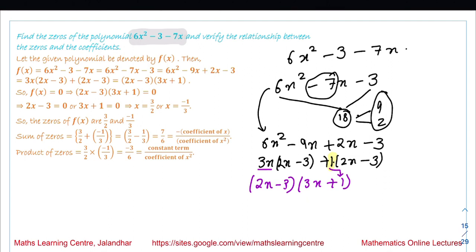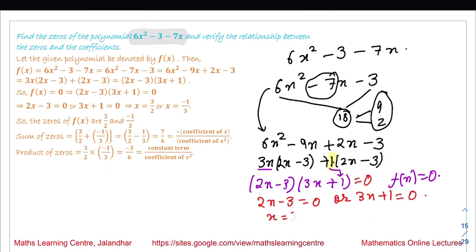And when we are finding the zeros of this polynomial, finding the zeros means we are writing f(x) is equal to 0. It means we are equating this term equal to 0. So we get 2x minus 3 is equal to 0, or 3x plus 1 is equal to 0. This gives us x is equal to 3 by 2, or x is equal to minus 1 by 3. So suppose these are the values of alpha and beta.